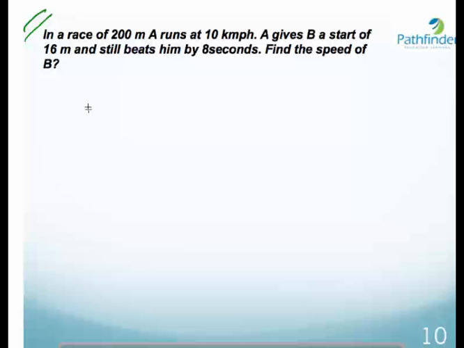Let us look at another question. In a race of 200 meters, A runs at 10 km per hour. A gives B a start of 16 meters and still beats him by 8 seconds. Find the speed of B. So this is our question, and once again you can stop the video here, try to solve it on your own, and then look at the solution.